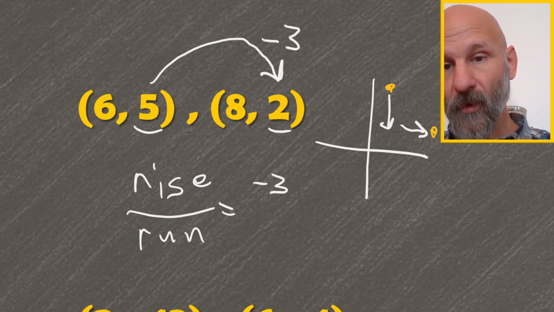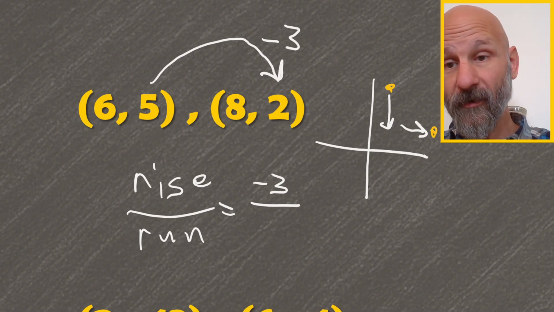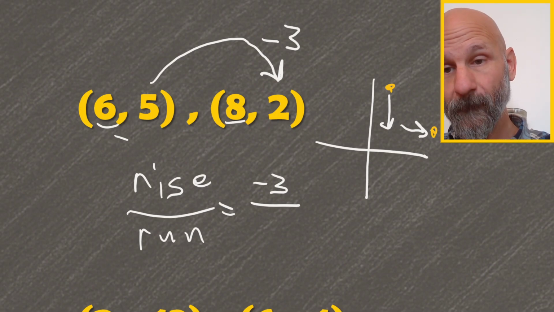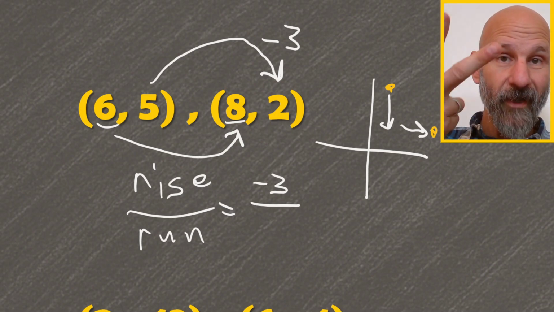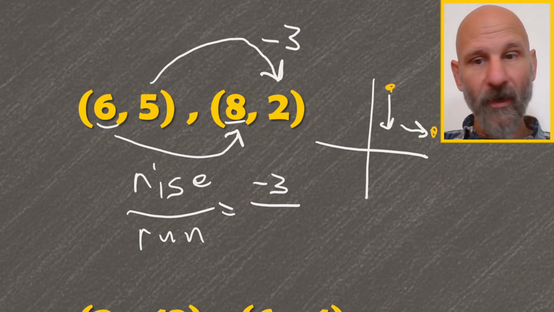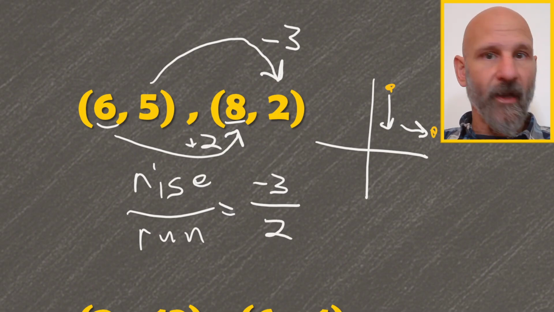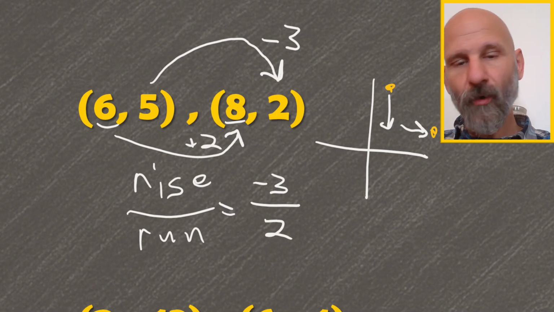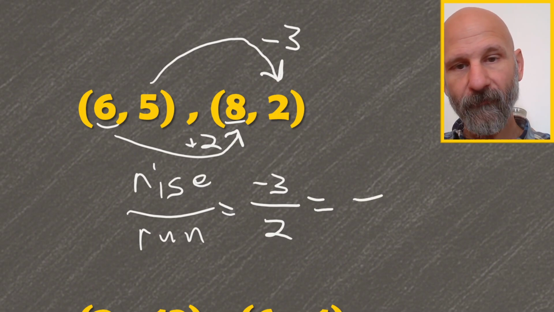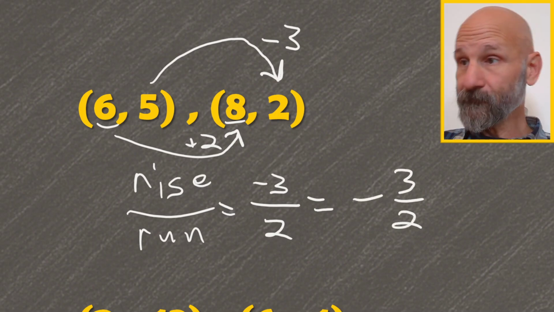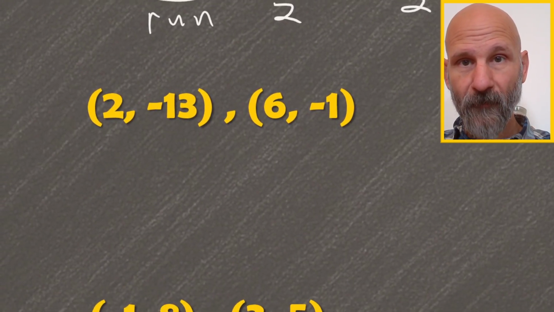Negative 3 over, and now for the run, we look at the x's, the first number in each pair. So we're going from the 6 to the 8. So 6, 7, 8. It went over 2. The run is 2. So that's a plus 2, and then just a 2 there. And boom, done. It's really, really that fast, okay? So now as far as writing this one out, you can leave the negative in the numerator, or you can put it out in front. Negative 3 over 2. If you want it as a decimal, negative 1.5.